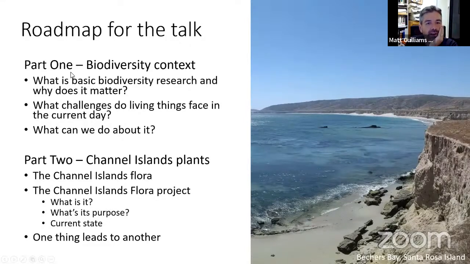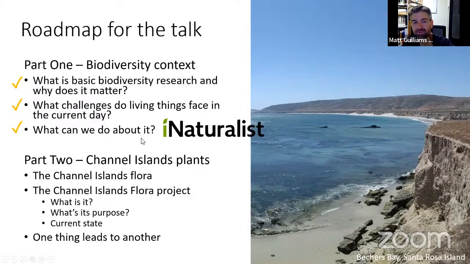So here's what we set out to do for the talk. Part one was this biodiversity context. What is basic biodiversity research and why does it matter? What are the current challenges to living things, including humans, in the present day, and what can we do about it? And so I'm hoping that we've gone through and talked a little bit about these things. I'm arguing that basic biodiversity research is one of the things that we can do, but I really hope that it was clear, just bounce back and forth. iNaturalist, this would be a wonderful thing for any of us to spend a little bit of time doing. It's been hugely valuable for me as a scientist, and also just really fun.